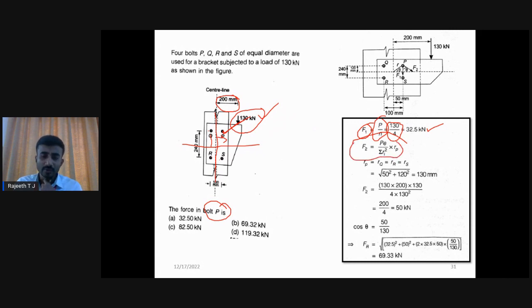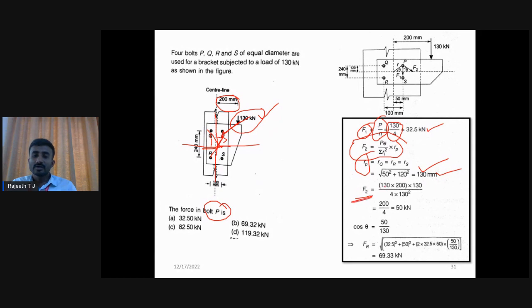Where F2 is equal to P E by sigma R square into R P. R P is the radial distance from the center to the P bolt. Here, since all the bolts are placed at the same distance, R P, R Q, R S all have the same R value from the center line. R value will be the square root of x square plus y square. We know this already: 50 square plus 120 square gives 130 millimeter.